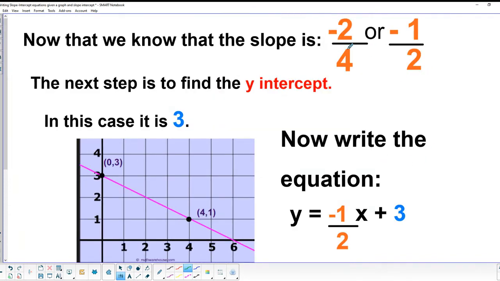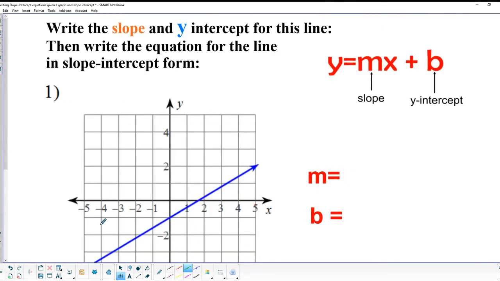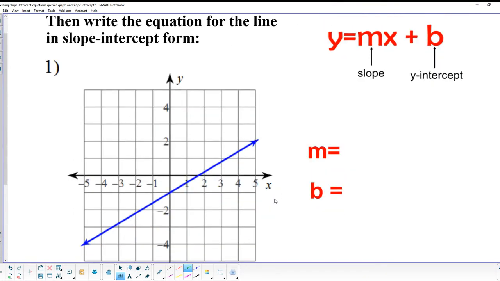So now that we know what the slope is, negative 2/4, we can actually simplify it. Like we said, on this assignment, we want these fractions simplified. So we have a slope of negative 1/2. And then we notice that this line crosses the y-axis right here at a y value of 3. So that's the y-intercept. So when we write the equation, we get y equals negative 1/2 x plus 3. Let's try another one like that, where we have to do a little bit more of the work.